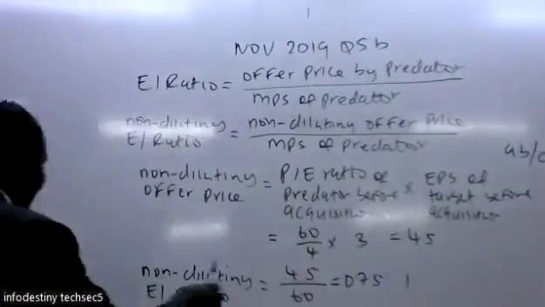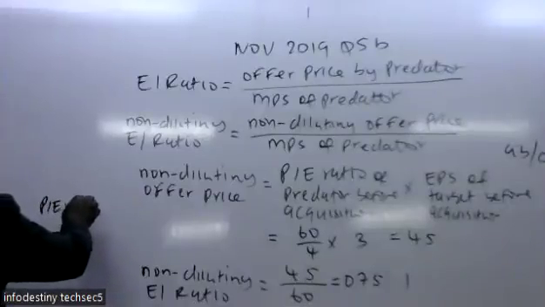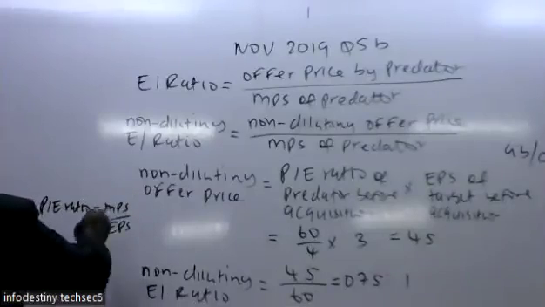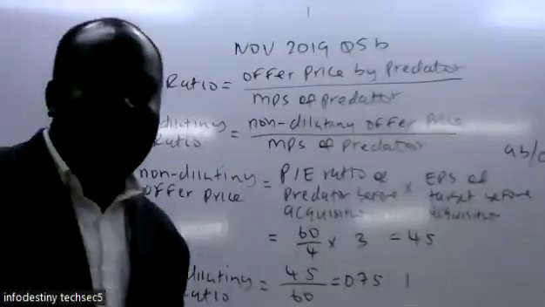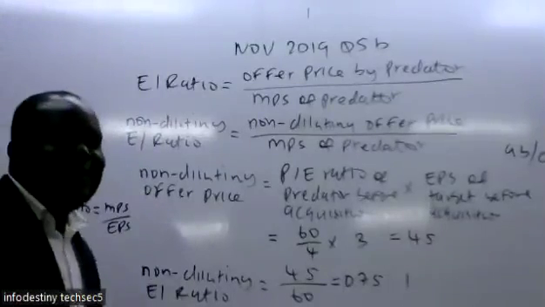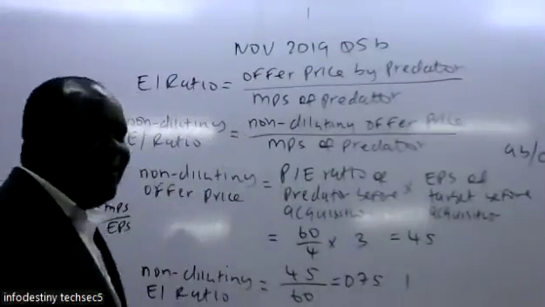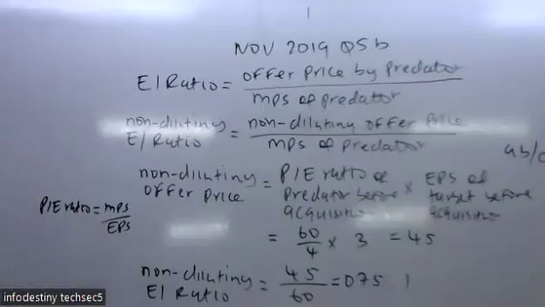And then we are talking about the price earning ratio. You know this formula. Maybe somewhere you have written it. You have to factor the new price earning ratio. It is simply market price per share divided by the earning per share.